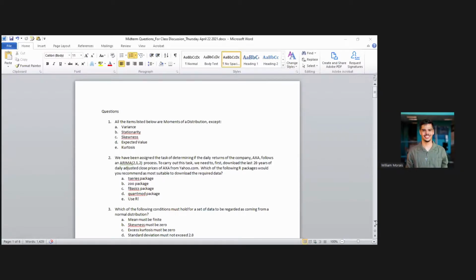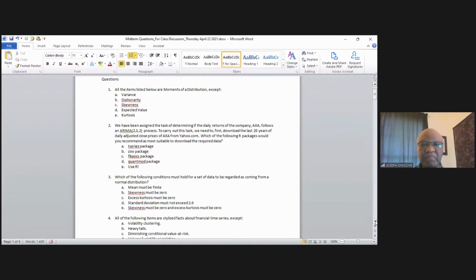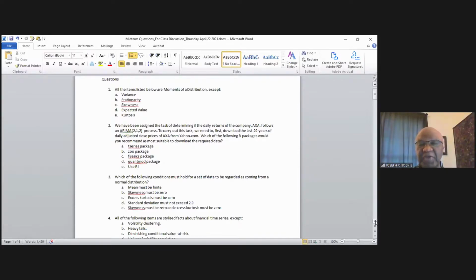Professor, were all the exams formatted the same way, like the same questions, number 1, 2, 3? What do you mean, like the final exam? No. For our test, for example, was question one the same for everybody, "All the items listed below are moments of a distribution", or did some people have that as question 1 and some people had question 3 as question 1? Like, was the order the same? Okay, I don't recall what I did, but usually we have many options as professors. I have to go into Blackboard to check what I did.